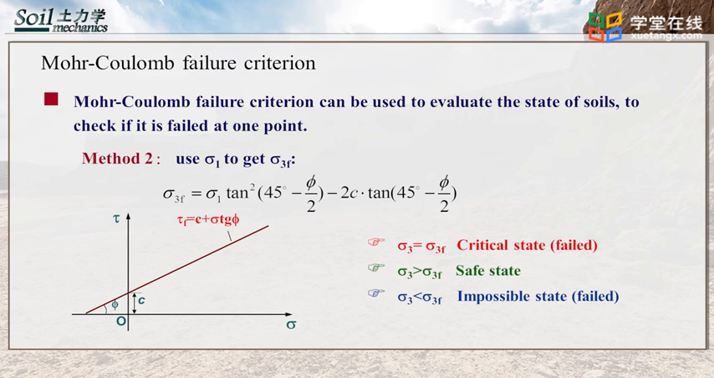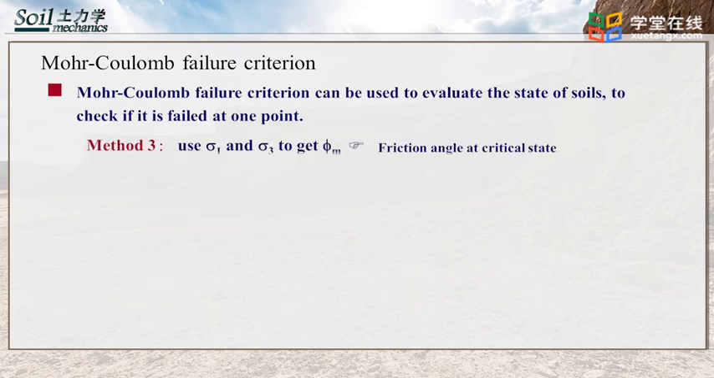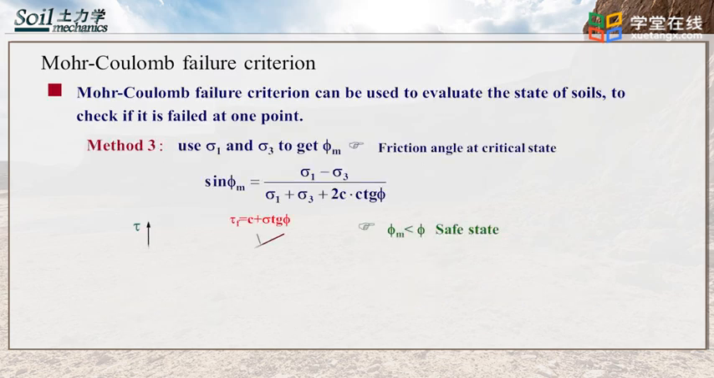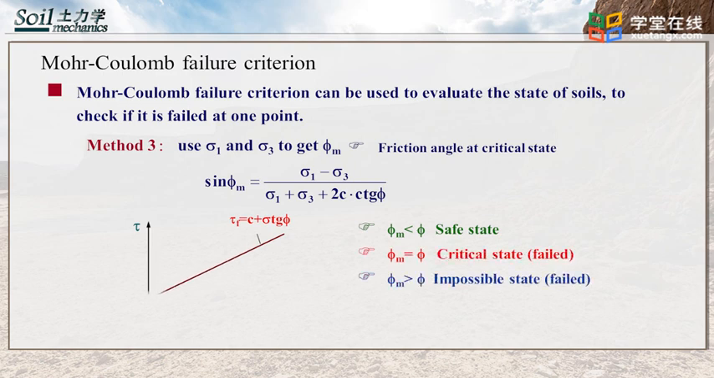In the third method, we can use the calculated sigma 1 and sigma 3 to calculate the corresponding friction angle at a critical state. When the friction angle is greater than the friction angle at a critical state, the soil is safe. When the friction angle equals the friction angle at a critical state, the soil is under critical state. When the friction angle is smaller than the friction angle at a critical state, the soil is under an impossible state and already failed.